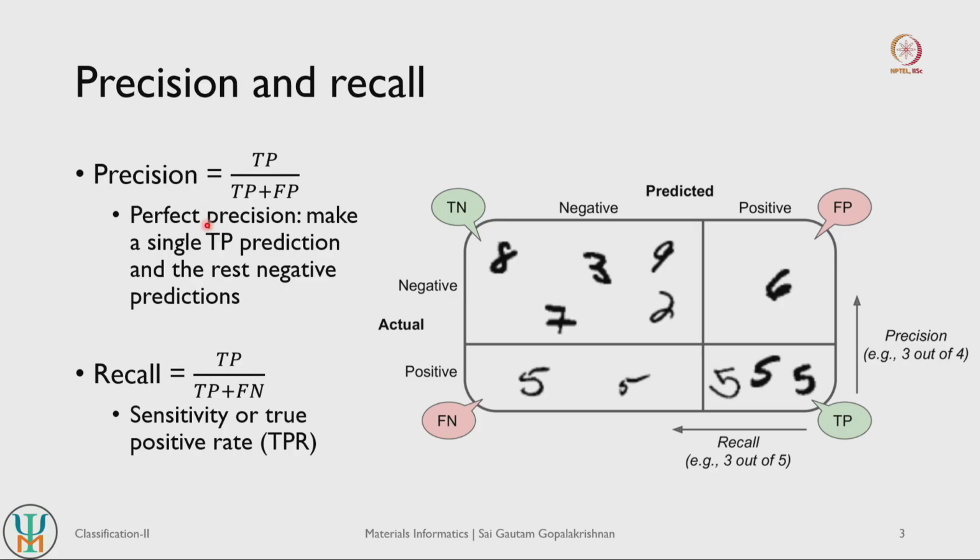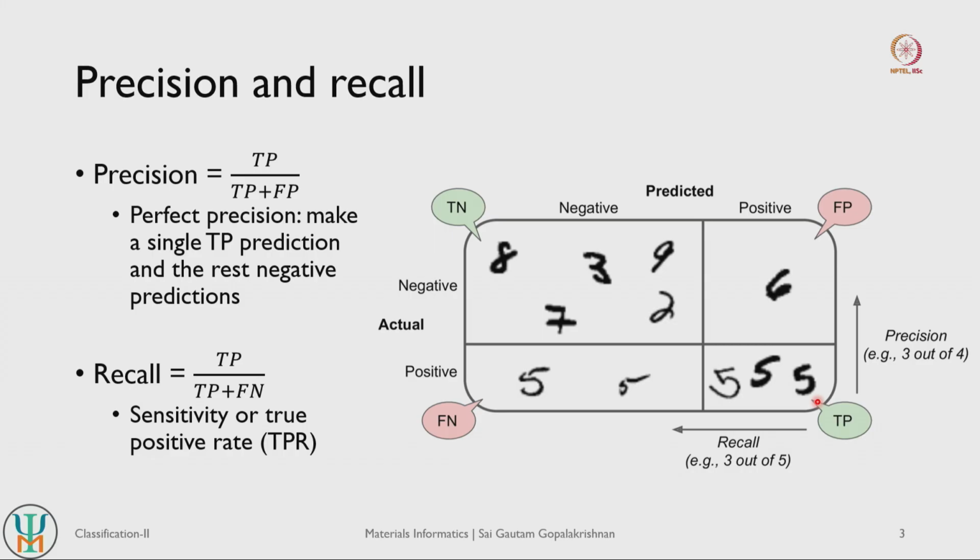One trivial example of a model with perfect precision is one that makes a single true positive prediction and the rest are all negative predictions. That model will have perfect precision, but will also have very poor recall because it may have made a lot of false negative predictions. If you look at this confusion matrix, some of the predictions are true negatives, some are true positives, some are false positives and false negatives. Again, this is the transpose of the confusion matrix that was introduced in the last lecture, but this is the typical confusion matrix that you will get in scikit-learn.